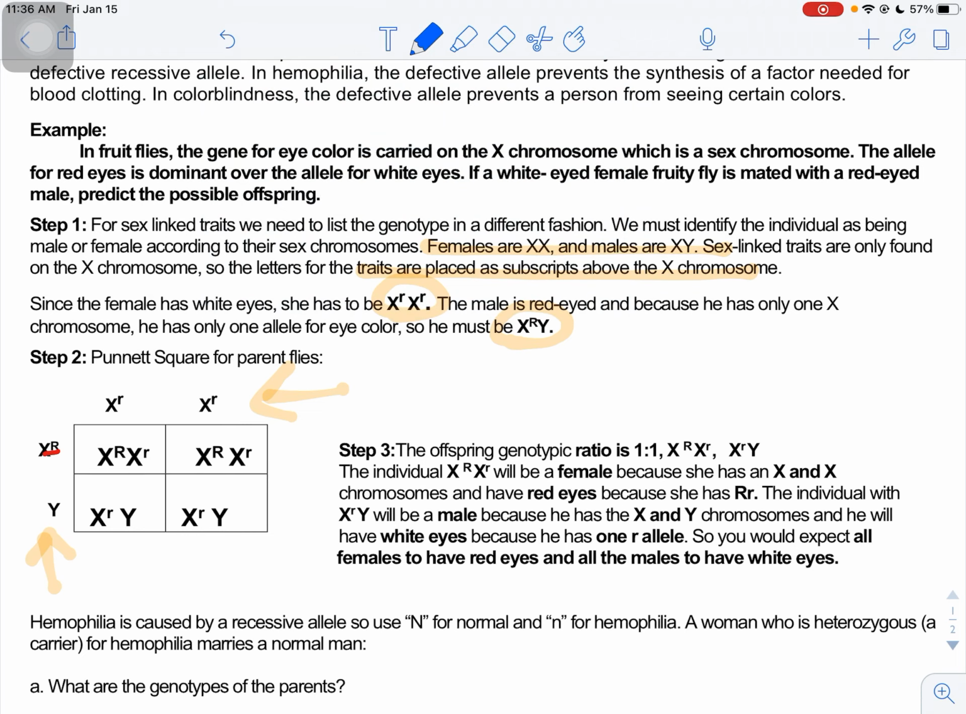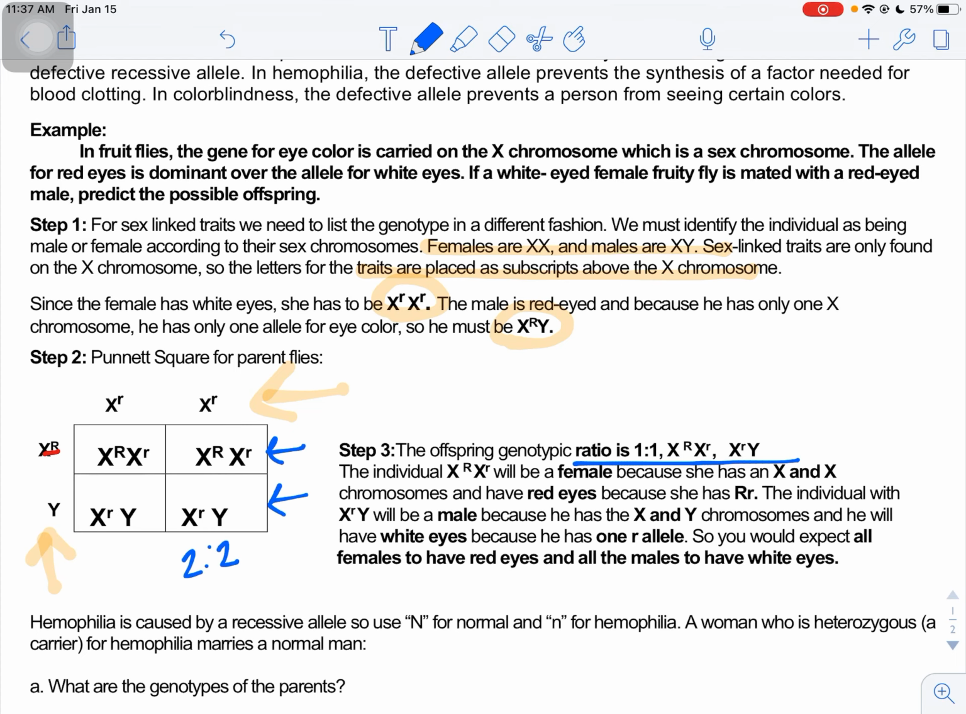And then step 3 breaks down our ratios. So it tells us that the genotypic ratio is 1-to-1 because our females are exactly the same here and our males are exactly the same here. Okay, so we could list that genotypic ratio as 2-to-2, but if we again reduce to simplified form, then that gives us the ratio here of 1-to-1.